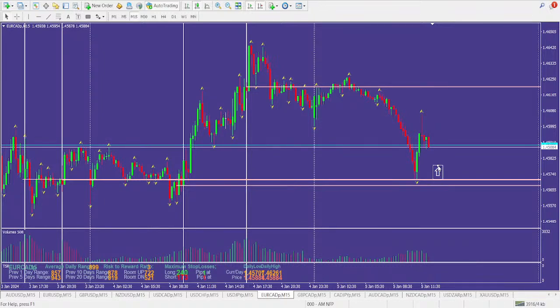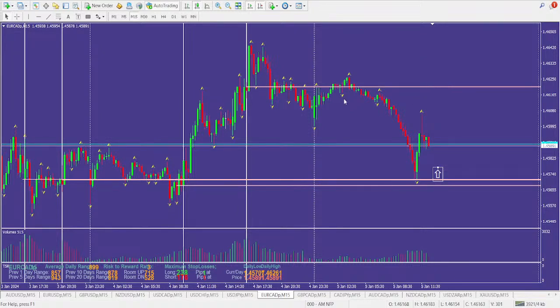Now obviously if price continues to push up over here before the news and come and test the supply level, then obviously what we'll look for over there is selling opportunities at the supply level. But for now, it's a buy on EURCAD.